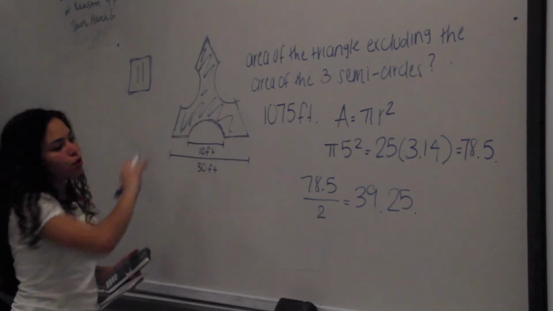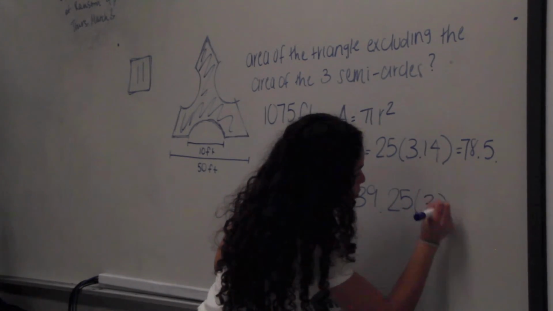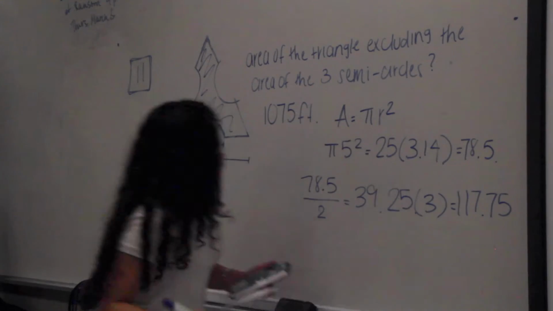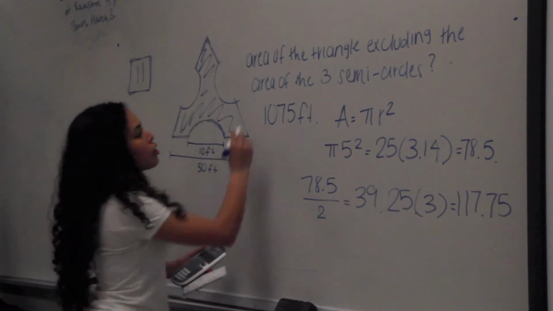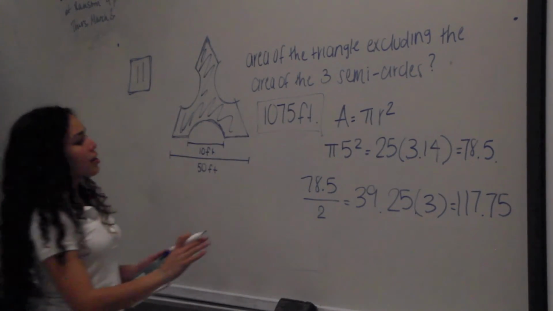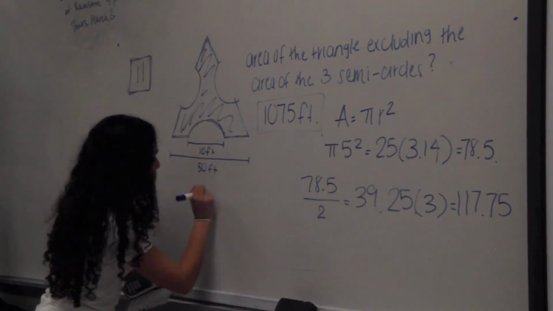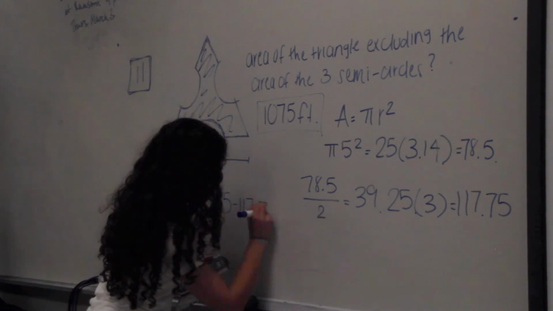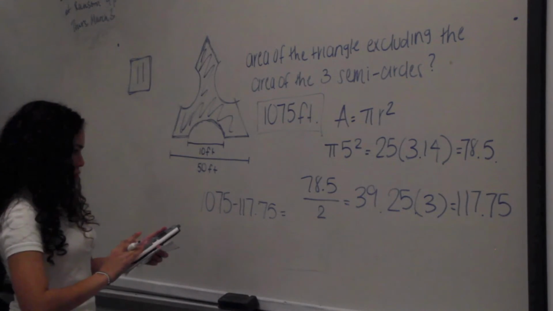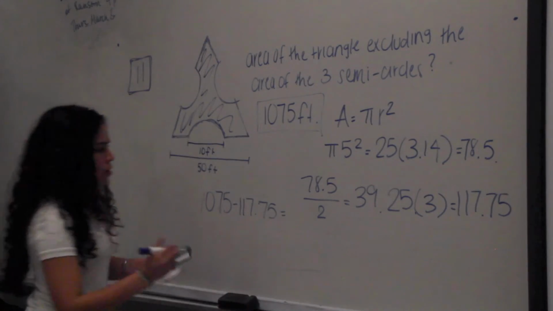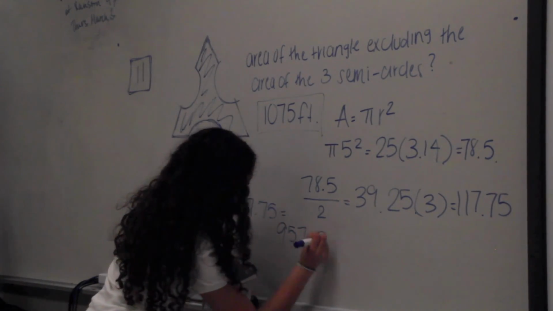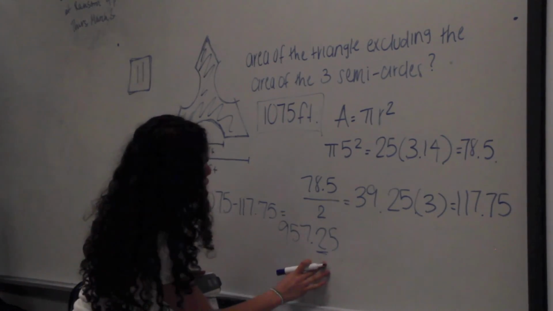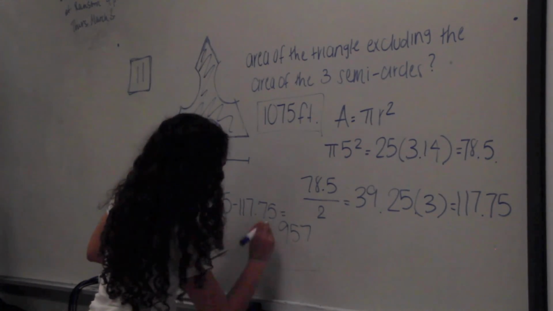So remember that we have 3 semicircles. So we're going to multiply this times 3. And that is 117.75. So that is the complete area of the 3 semicircles. And now what we're going to do, so this is the area of the triangle, and we're going to subtract 117.75 from this. And that is going to be 957.25. They tell you to round to the nearest foot. So since it's a 2, we're not going to round up, so it's just going to be 957. And that should be your answer.